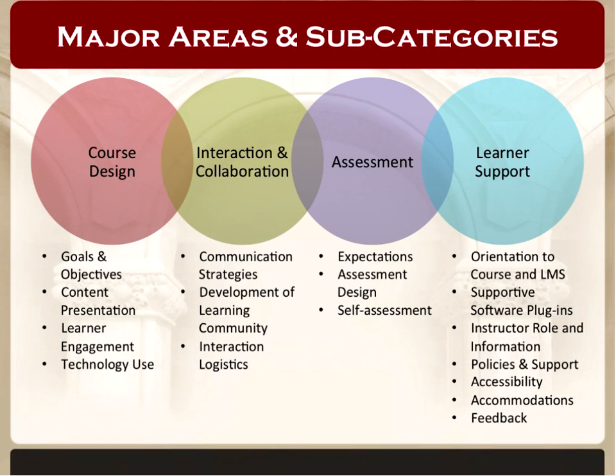So those are the four major areas that we just talked about: course design, interaction and collaboration, assessment, and learner support. And you can see those represented by the large circles here in this diagram. And then beneath, you see a number of bullets, and these are the subcategories that the rubric addresses. I'm not going to read these to you, but you can get a sense of some of the specific areas that are listed within the rubric.